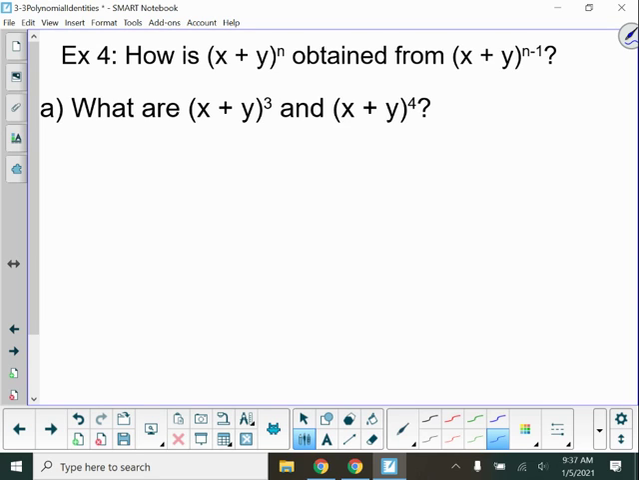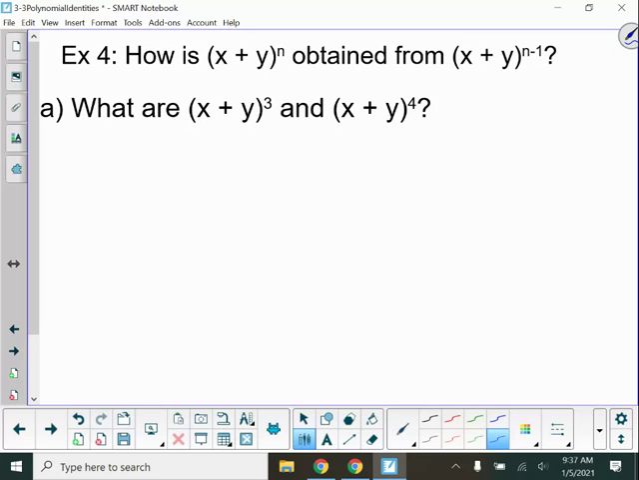Part 2 of the video for 3-3 polynomial identities. And now we're going to start looking at how to expand binomials that have exponents that are bigger than 2. So first thing we're going to look at is (x + y)^3 and then (x + y)^4.